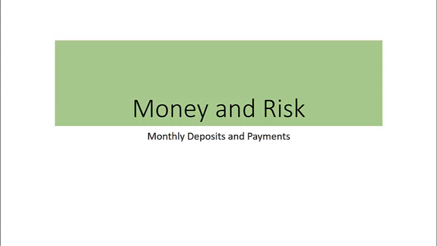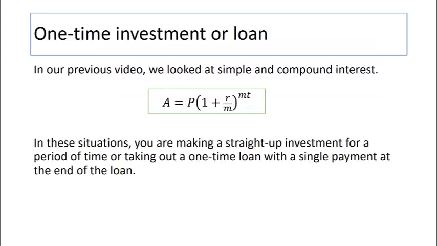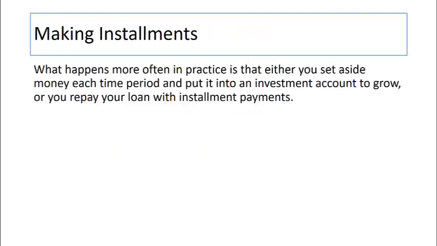We're continuing our section on money and risk. This video will focus on monthly deposits and payments. In our previous videos, we looked at simple and compound interest. In these situations, you're making a straight-up investment for a period of time or taking out a one-time loan with a single payment at the end of the loan.